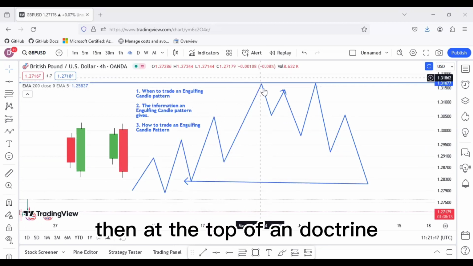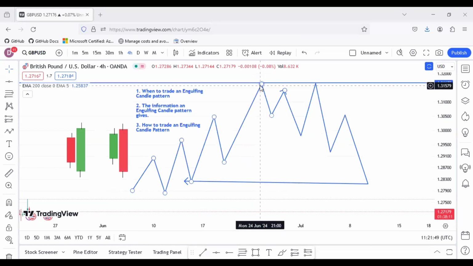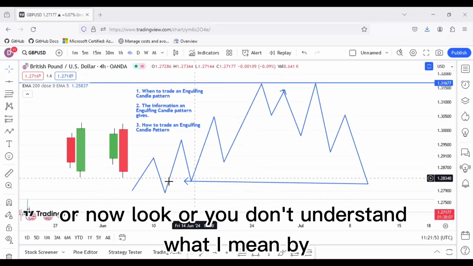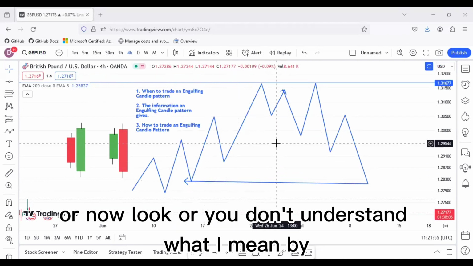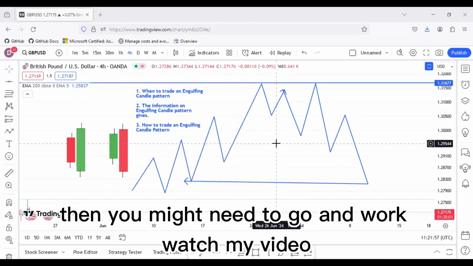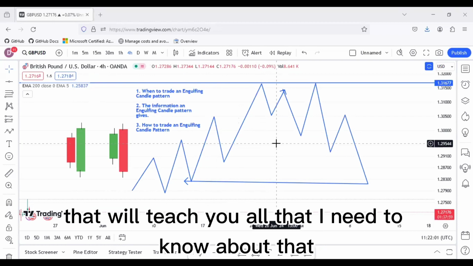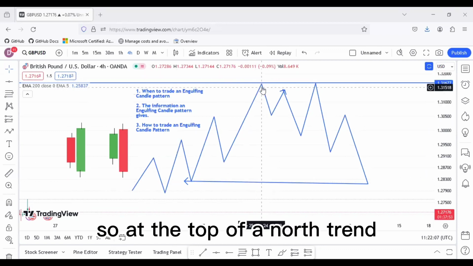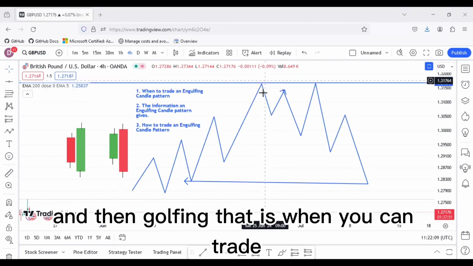Then at the top of an uptrend. So if you don't understand what I mean by higher highs and higher lows, or by an uptrend, then you might need to go and watch my video on market structure. That will teach you all that you need to know about that. So this is an uptrend now. At the top of an uptrend, when you see an engulfing, that is when you can trade.